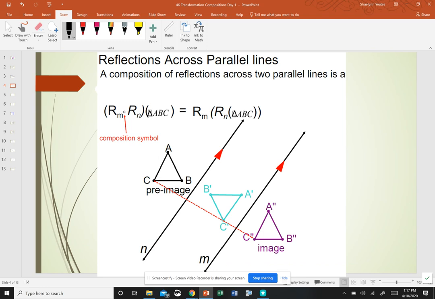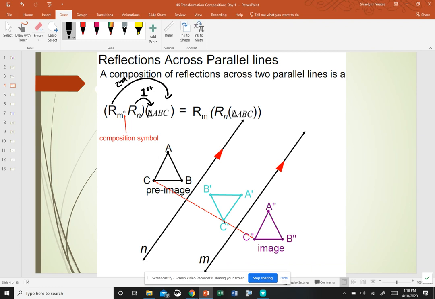The first reflection you're going to do is flip it over the line N. So that's what it did. They flipped this over line N. So B is the same distance from N as it was. C is the same distance from N that it was. A is the same distance from N. And then they took it and flipped it again over line N. So they did this first, and then they did this second.